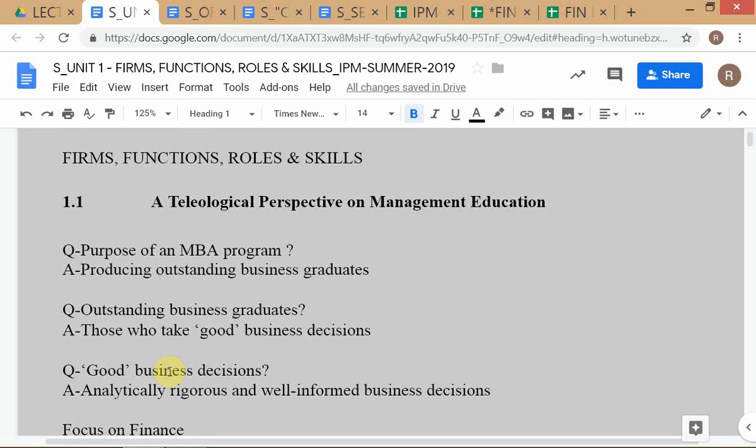If I want to take a fresh look at it, especially for the finance electives, my idea is, I ask myself, what is the purpose of this MBA program? And that will help me to design what I put into the curriculum. Okay, so that's basically it.